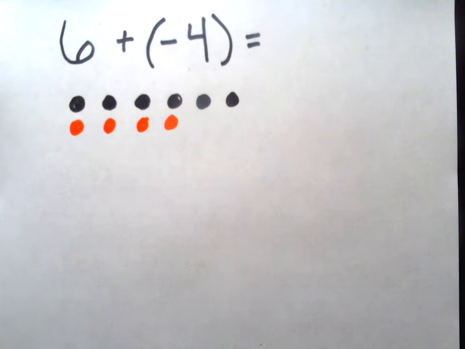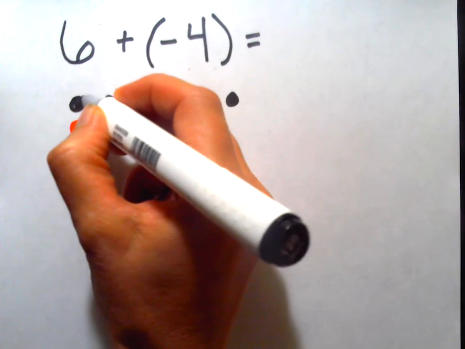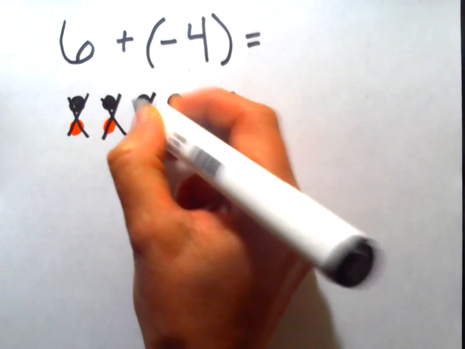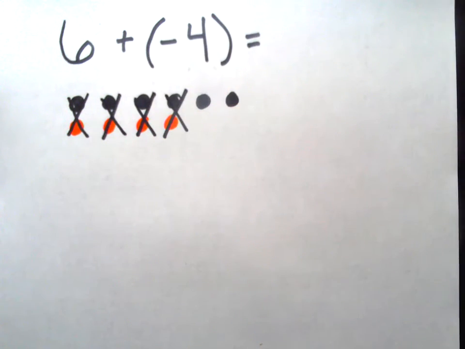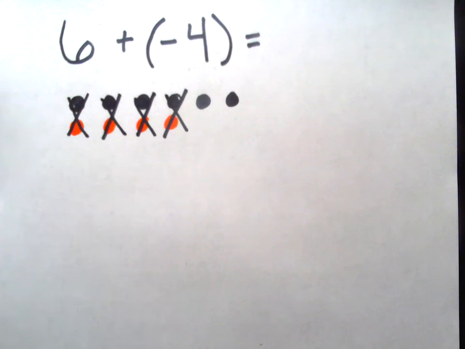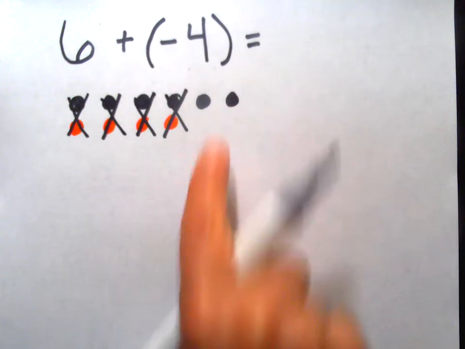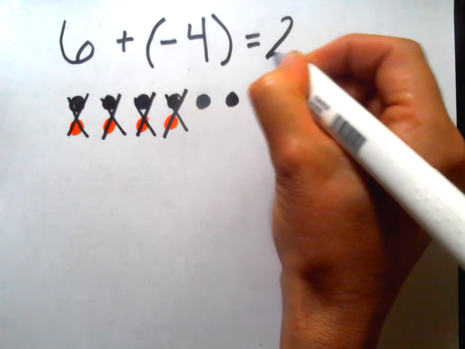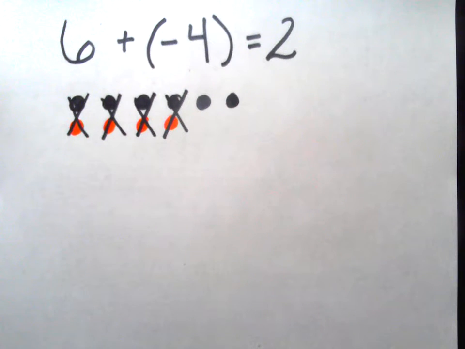Now I'm looking for 0 pairs. A red and a black that cancel each other out. So right here, there's 1, there's 2, there's 3, there's 4. So those canceled out to 0 because any positive 1 plus negative 1 is 0. We are left over with 2 black dots, which means that our sum is 2.